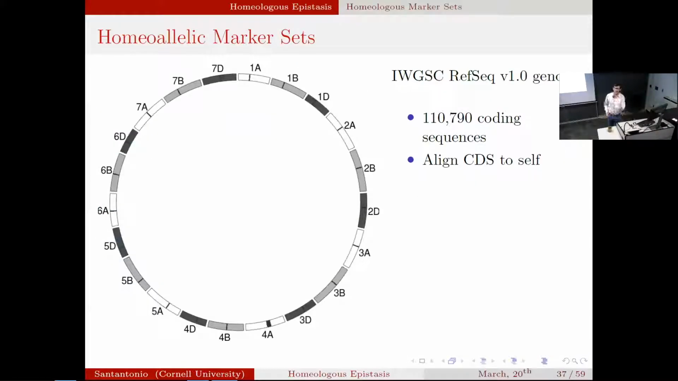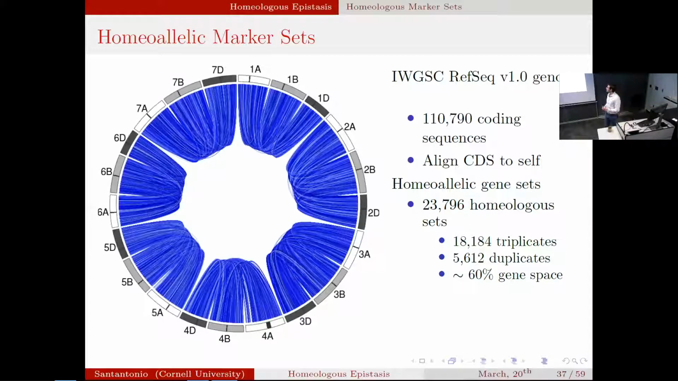So that's one gene, but I wanted to know, do I see this pattern across the genome? Using the International Wheat Genome Sequencing Consortium RefSeq1, with roughly 1,100 coding sequences, I was able to establish homeoallelic gene sets: roughly 18,000 triplicates and 5,000 doubles. Triplicates means 1 on A, 1 on B, 1 on D in the expected places. And the duplicates are 1 on A and 1 on B, but you're missing 1 on, say, D. So we end up with about 23,000 homeologous sets.